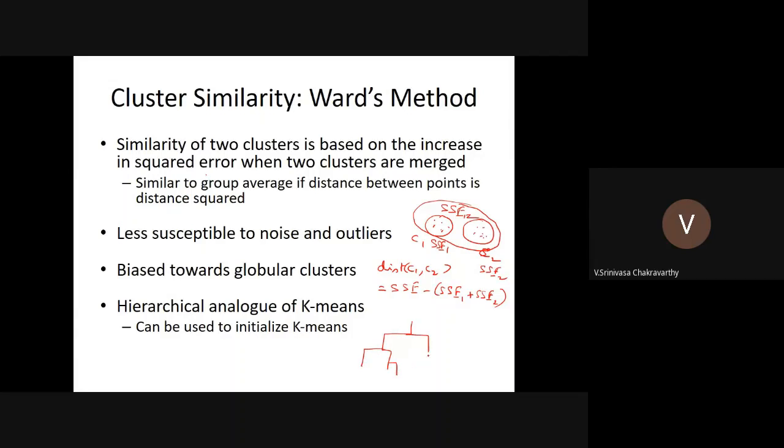Okay, so whatever you cut here, let's assume that is equal to k. At that point, you take the clusters, whatever you have, and use that to initialize the k-means. But all this is obviously very expensive.